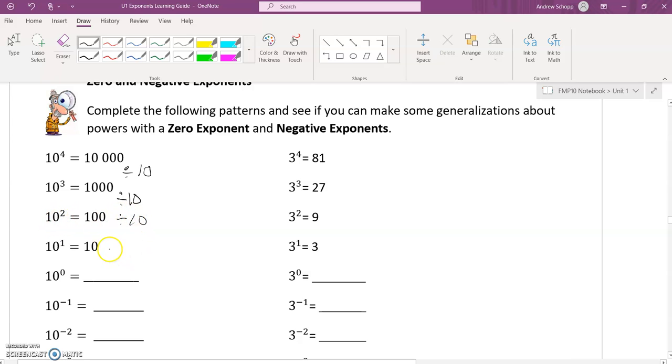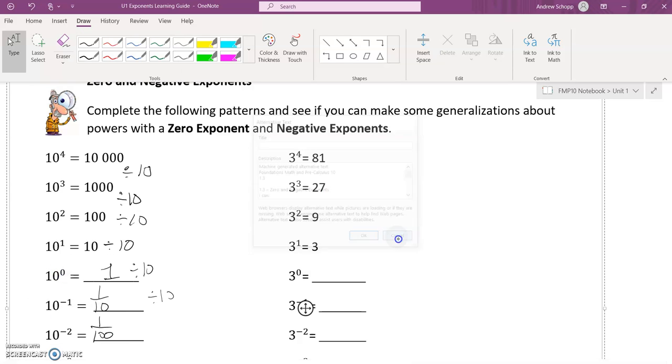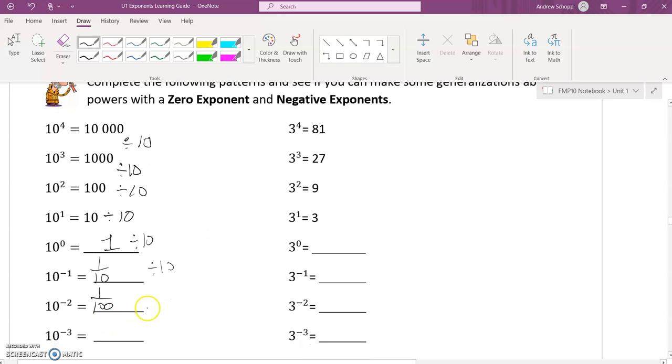And I can carry that on down here. 100 divided by 10 gives me 10. So a prediction might be, will this pattern continue? Or this pattern does continue, and let's see what happens. 10 divided by 10 is 1. Okay, and if we carry that on a little further, 1 divided by 10 is the same as 1/10. And if we divide that by 10 again, we get 1/100th. And if we divide by 10 again, we get 1/1000th.